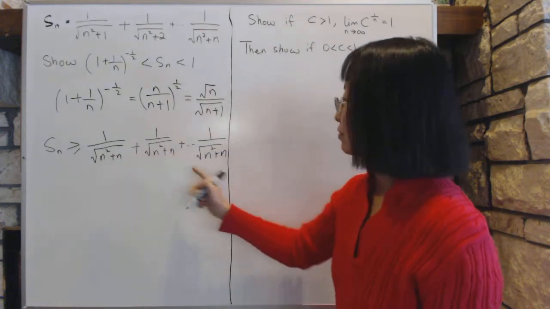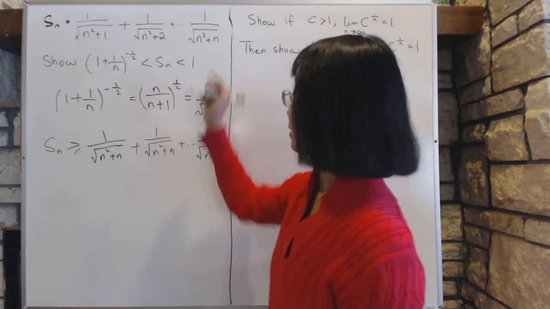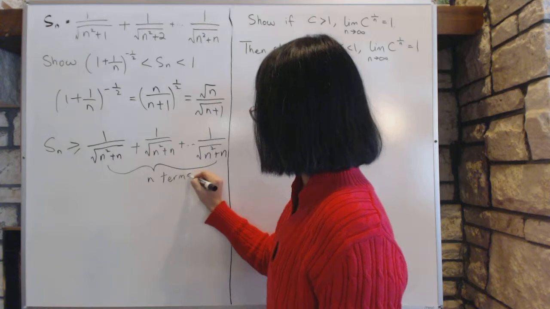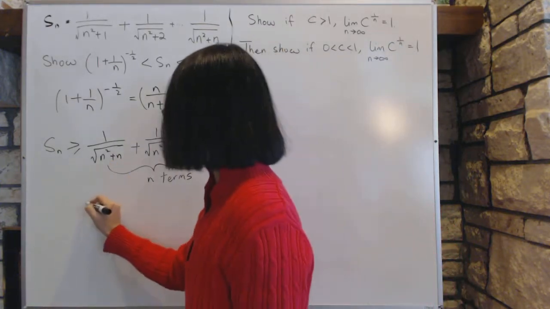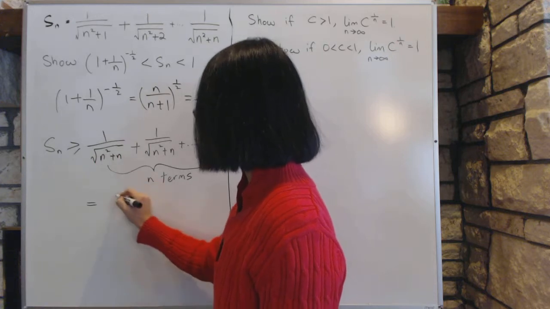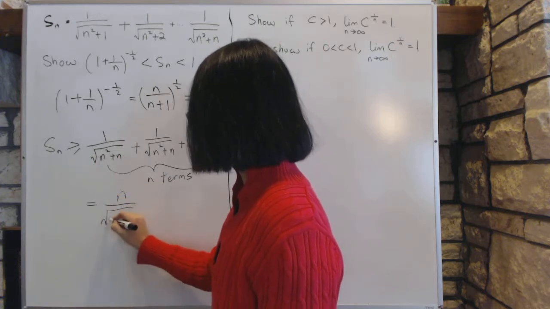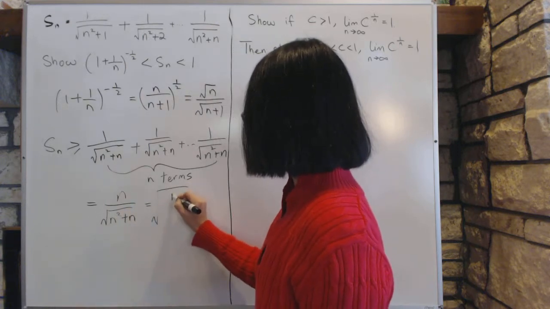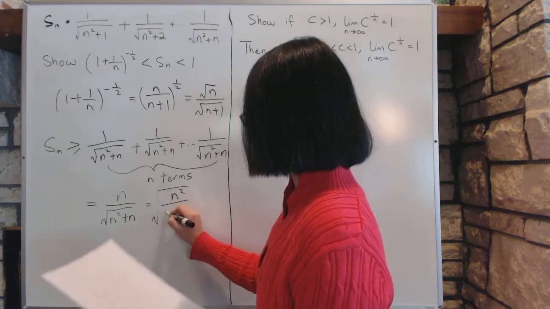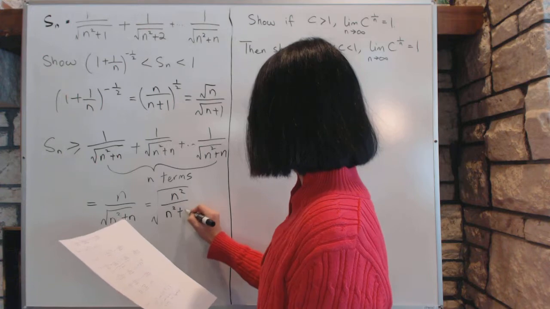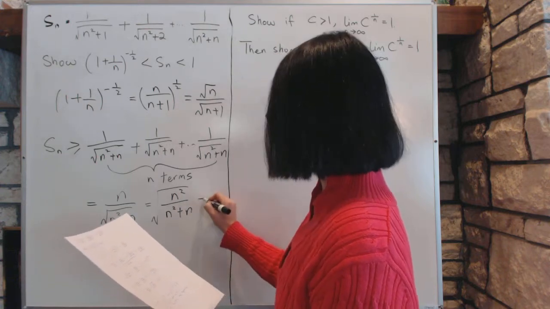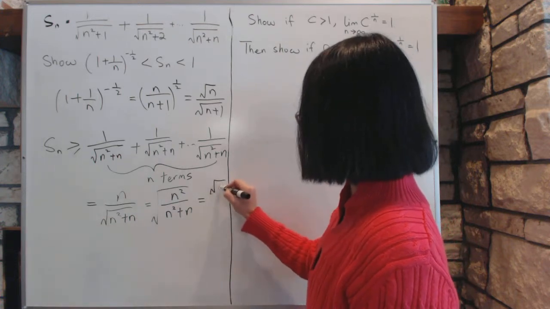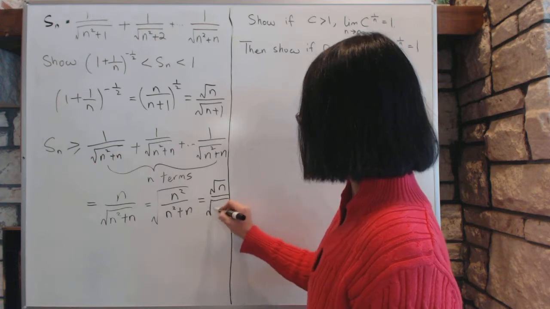All right, so then we have this stuff. How many things are here? Well, it goes from 1 to n, so there are n things, n terms. And so this is equal to n over the square root of n squared plus n, which is, if you put the square root on everything, the square root of n squared plus n, which is equal to, you can cancel one of them out, and you have the result as square root of n divided by square root of n plus 1.